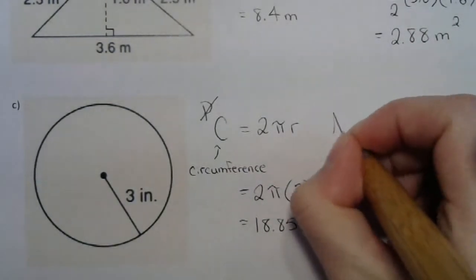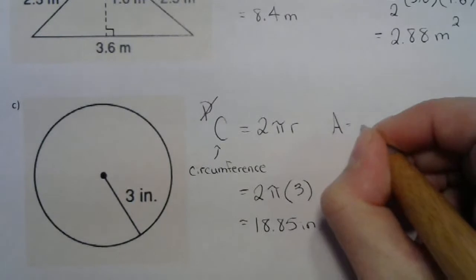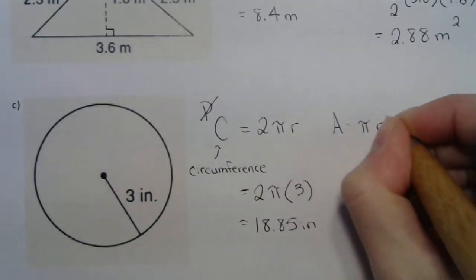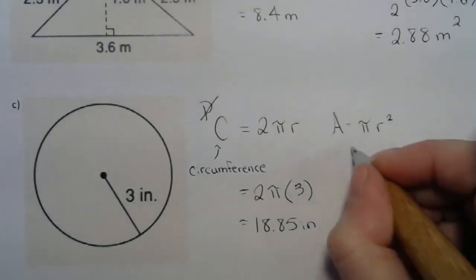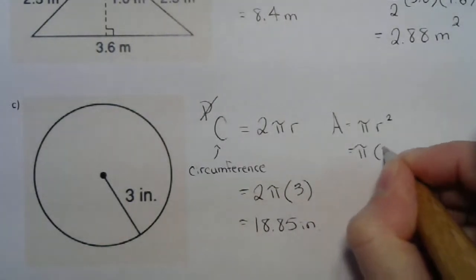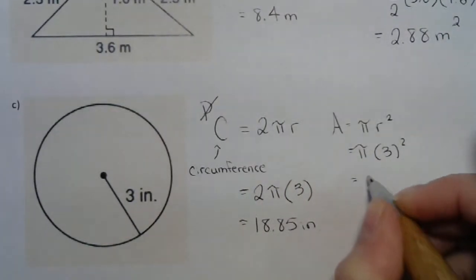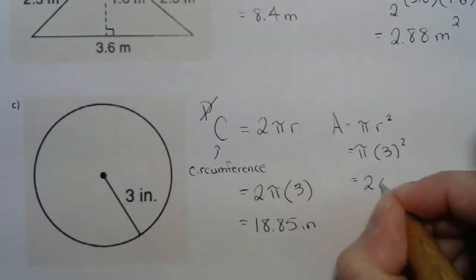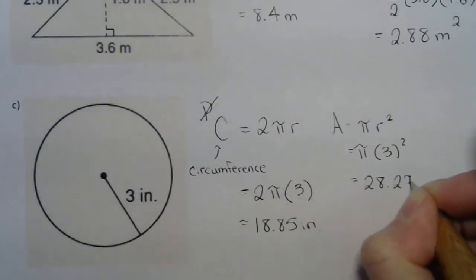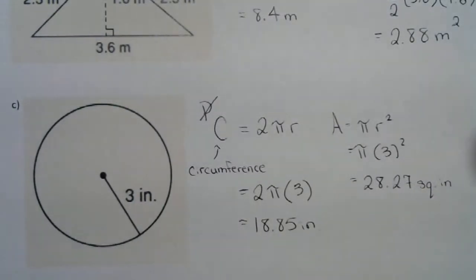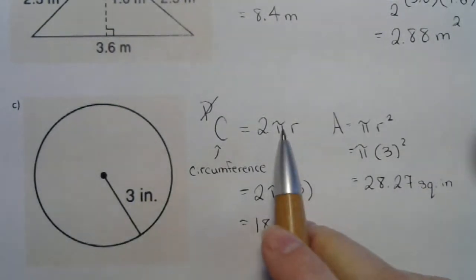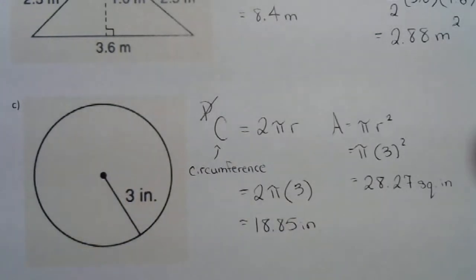To calculate the area of a circle, it is pi times radius squared. Pi times 3 squared. Punch that into your calculator. 28.27 square inches.